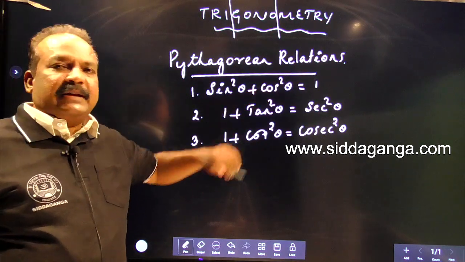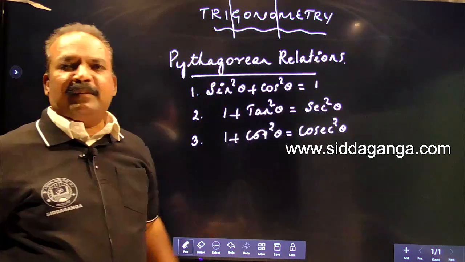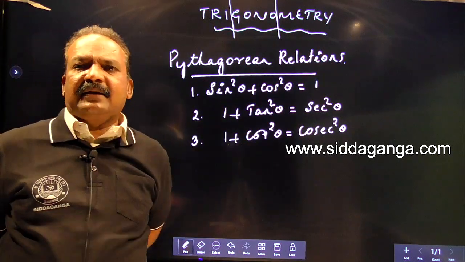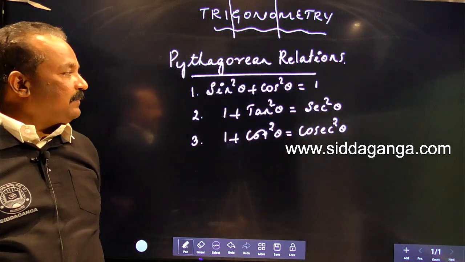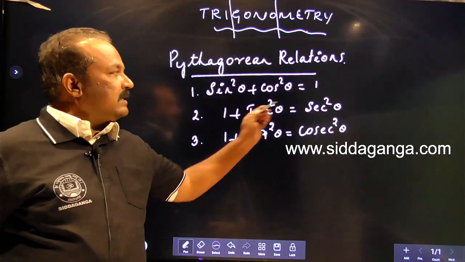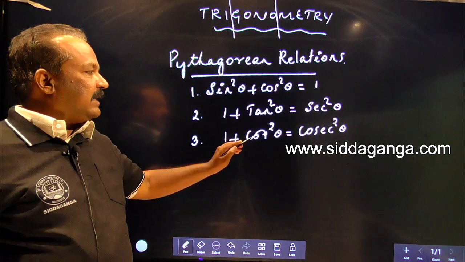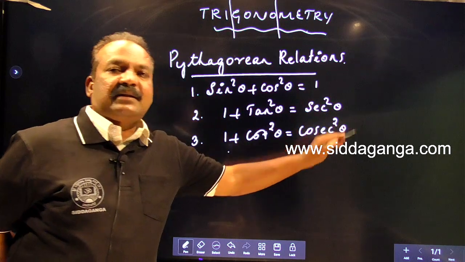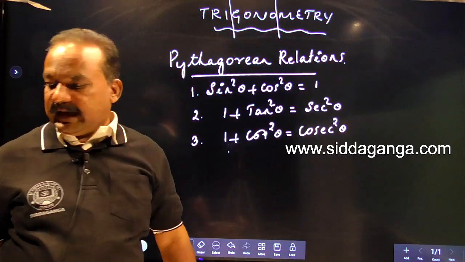How do you write cos square theta? Yes, cos square theta, transfer sin square to the other side, what happens? 1 minus sin square theta. Cos square theta is equal to 1 minus sin square theta. Similarly, sin square theta is equal to 1 minus cos square theta. Tan square theta is secant square theta minus 1 or secant square theta minus tan square theta can always be written as 1. Cot square theta is cosecant square theta minus 1 or cosecant square theta minus cot square theta can be written as 1. So these three are the Pythagorean relations.